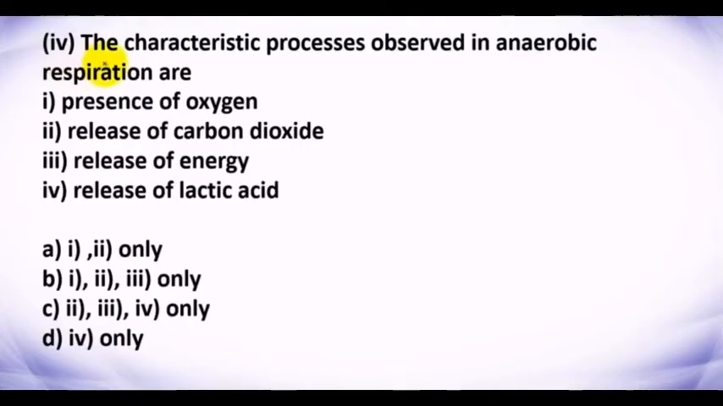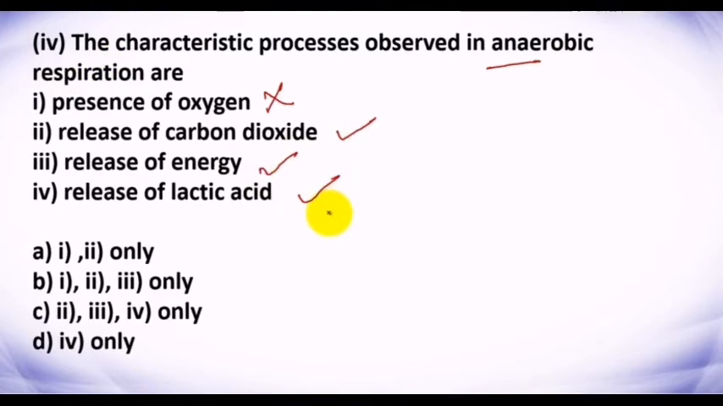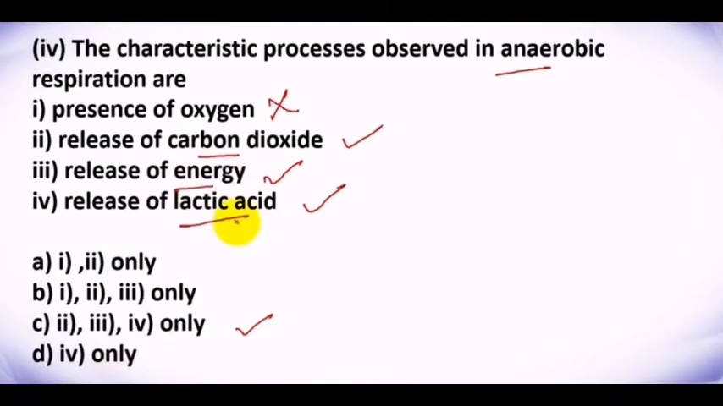The next question is part 4. The characteristic processes observed in anaerobic respiration are presence of oxygen, release of carbon dioxide, release of energy, and release of lactic acid. And 4 options are given. You have already studied that anaerobic respiration takes place in the absence of oxygen. But a small amount of carbon dioxide is released, energy is released, and lactic acid is also released. So option C is the correct answer.